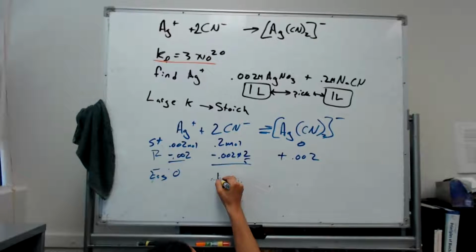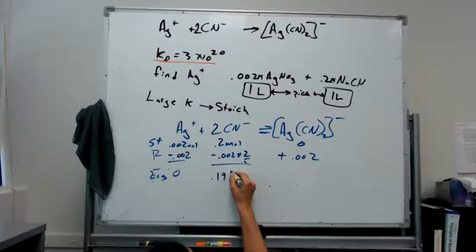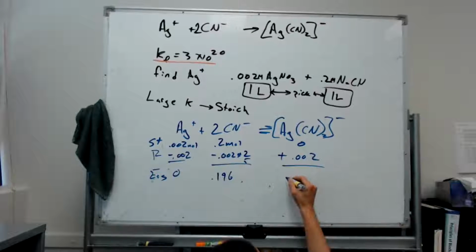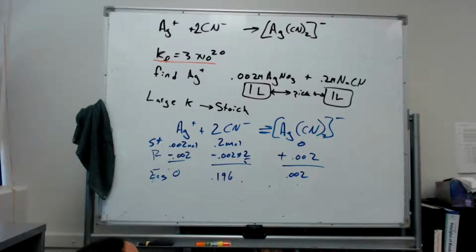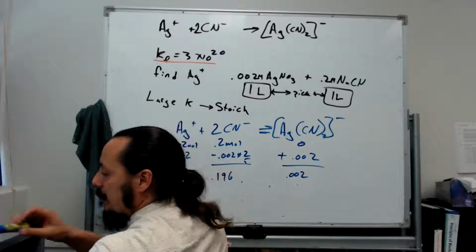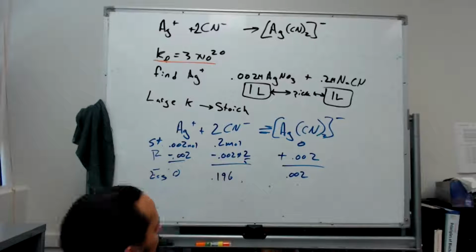This is going to go to 0.196. And this is going to go to 0.002. And we look at this and we say, great, there's 0 silver left. And this is where we get away from 124. And we say, actually, what we learned in our next chemistry class is that we can never have 0. We have to establish an equilibrium. So we're going to go ahead and establish our equilibrium now.